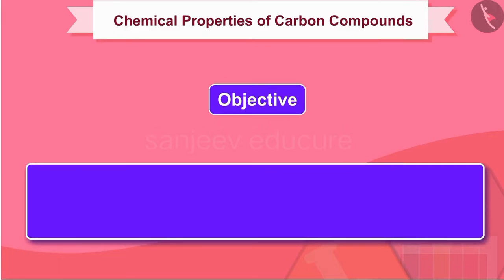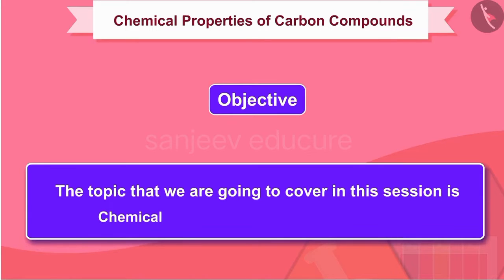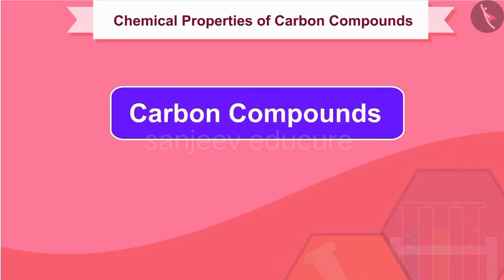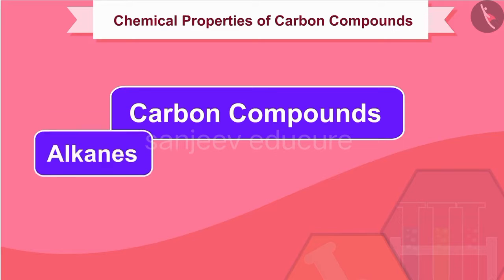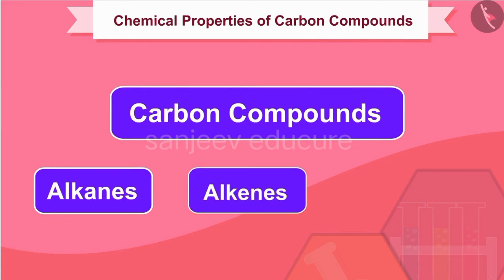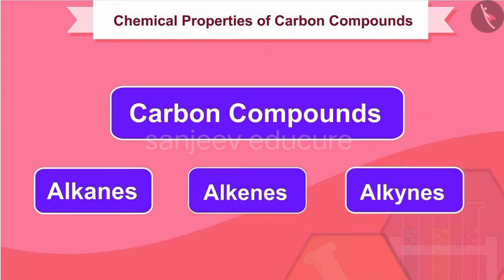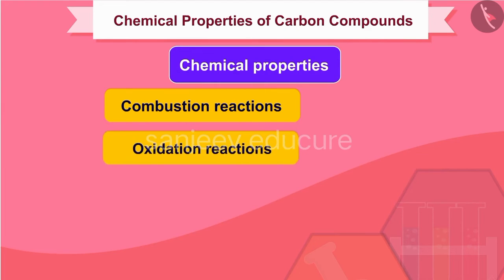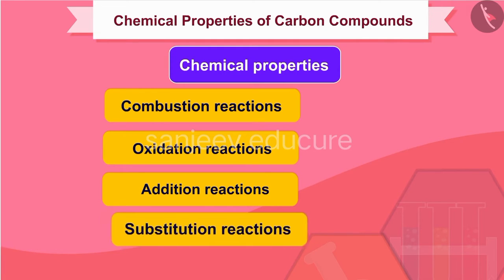The topic that we are going to cover in this session is chemical properties of carbon compounds. Friends, the most common carbon compounds are hydrocarbons, which are alkanes, alkenes, and alkynes. The chemical properties which we are going to study here are combustion reactions, oxidation reactions, addition reactions, and substitution reactions.